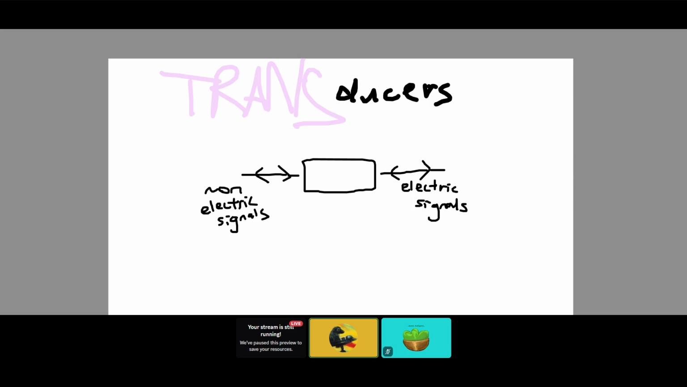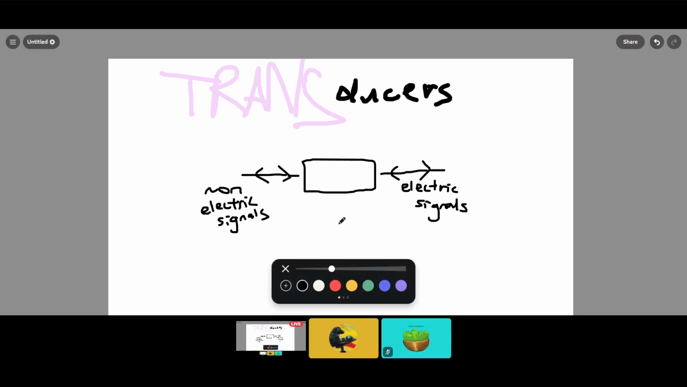Okay, in this video, I'm going to be talking about transducers. What is a transducer? A transducer is a type of component that is like a translator. Notice the "trans", yeah? What it does is either it inputs non-electric signals, like physical signals or physical quantities, and then outputs electric signals, or it inputs electric signals and outputs non-electric signals, like physical quantities.